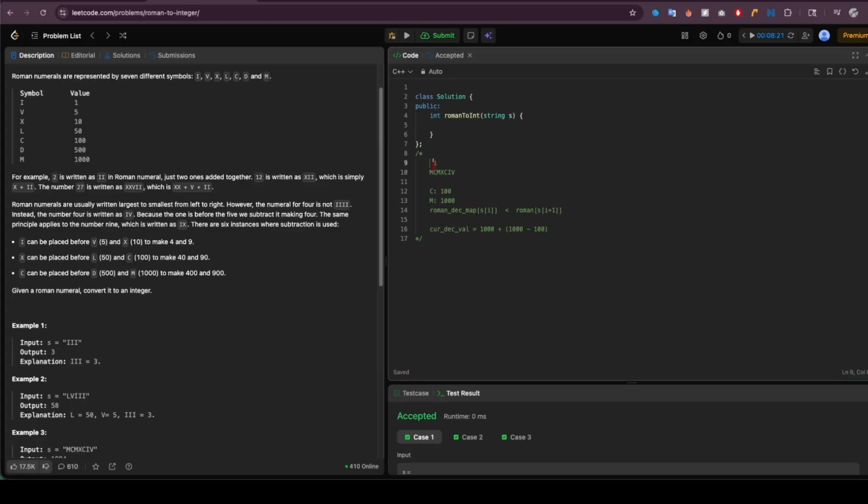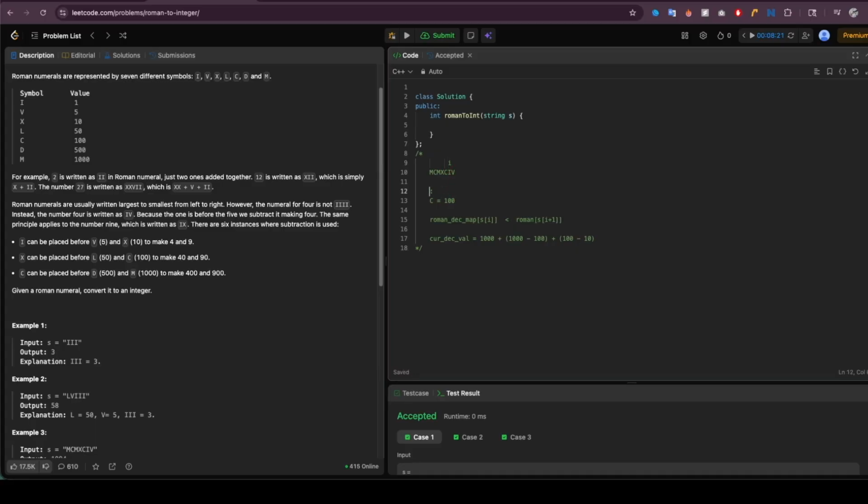So in the next iteration, i should sit right here. Then we continue to consider X, which is 10, and the next one is C, which is 100. This condition is satisfied again, so we add 100 minus 10 instead of just summing them up. We skip these two characters and jump to this position.